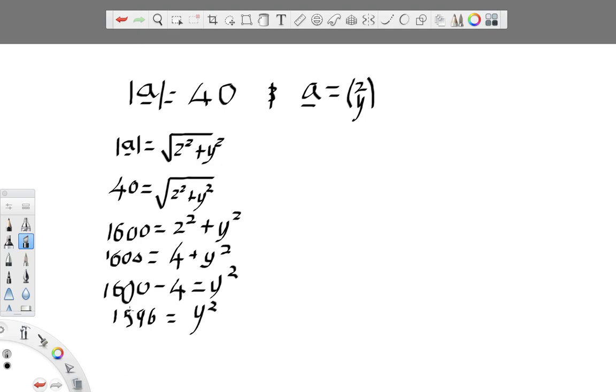So then, to get our answer, we square root both sides, so it's Y, which is the square root of 1596. I'm just going to go to the calculator here in order to work that out. So 1596, and that is, to one decimal place, 39.9.